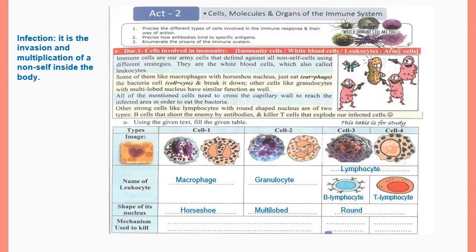The mechanism used by cells 1 and 2 to kill the bacteria is called phagocytosis. They eat the bacterial cell and break it down. The job of cell 3, which is B lymphocyte, is to secrete antibodies, and the T lymphocyte explodes infected cells.